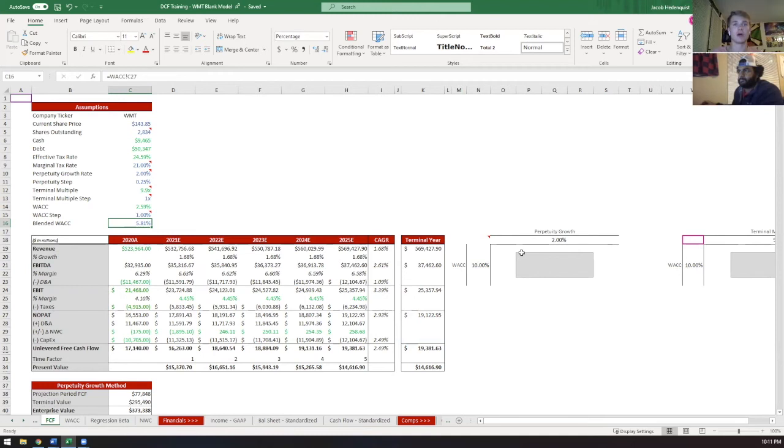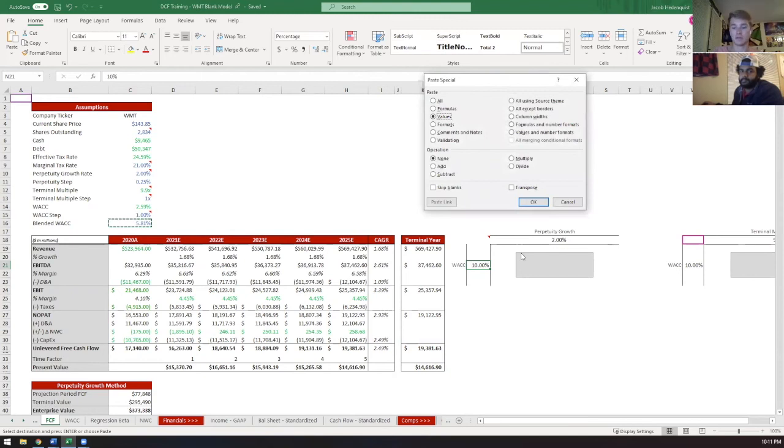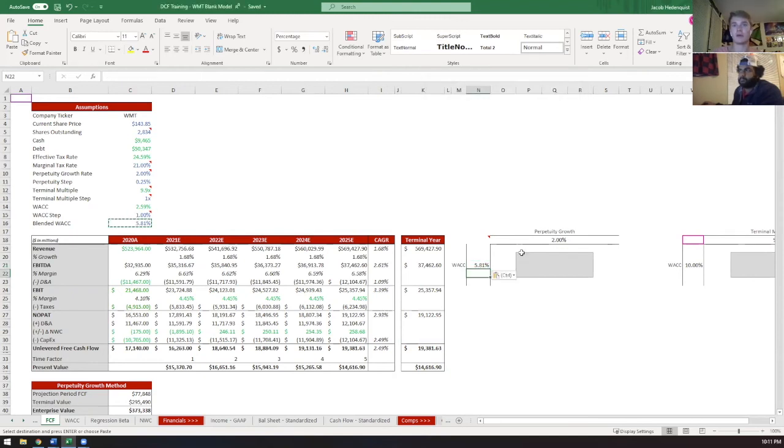So in order to hard code that WACC, I'm going to press Control C to copy, and then I'm going to do a paste value shortcut. So I'm going to do Alt ES V. It's going to paste the exact value in there. And now I got my 5.81% in there.